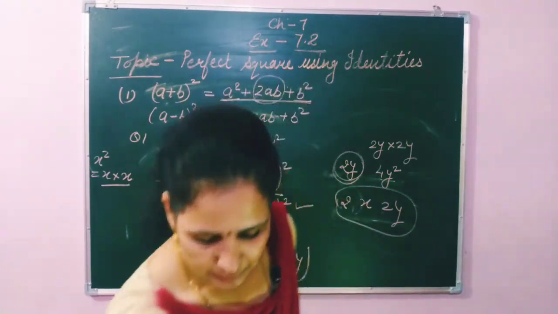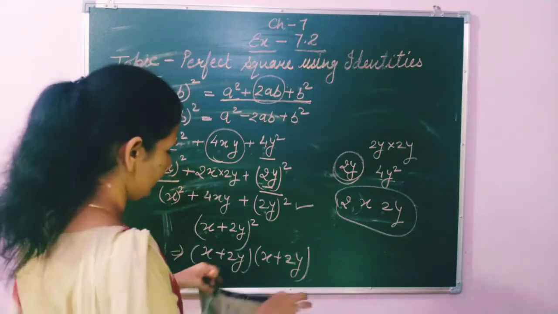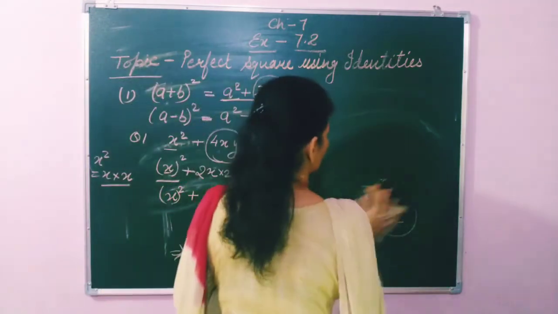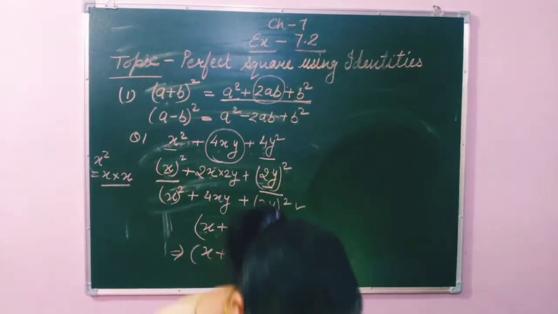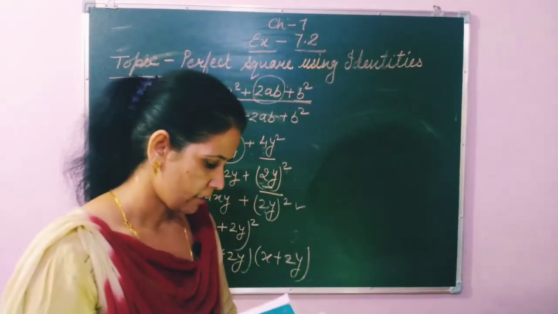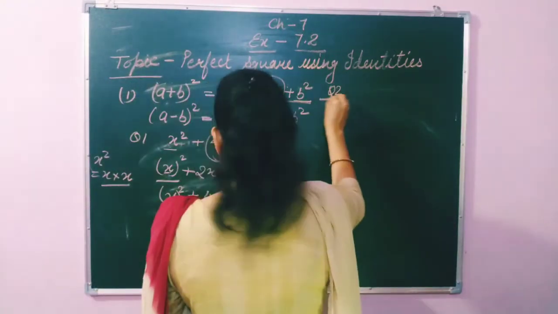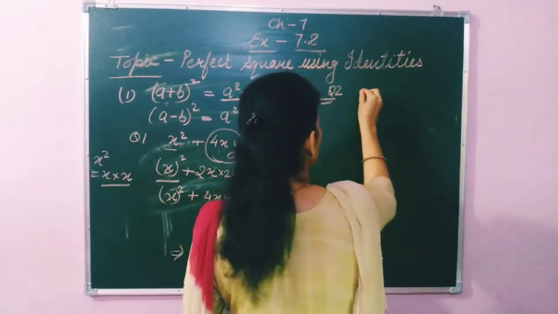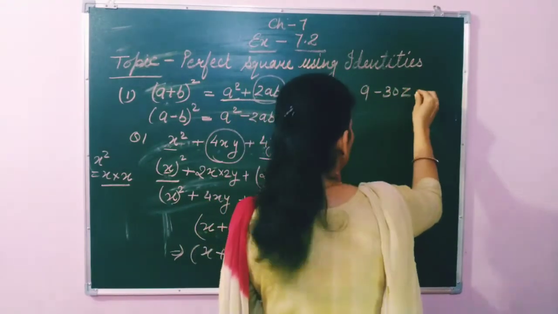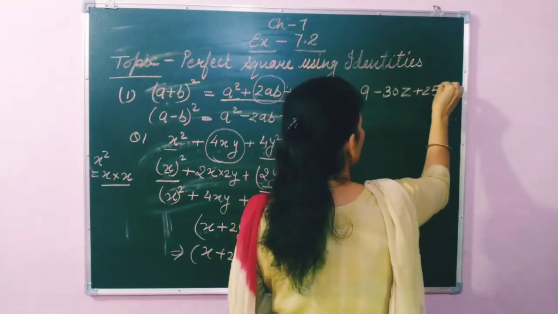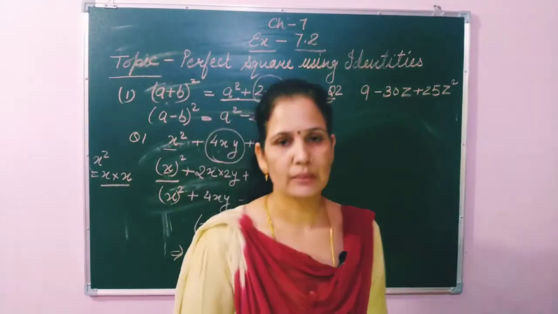Okay students, let's discuss the second identity, (a minus b) whole square, and how to solve this one. According to this, we will take another example which is given in the form of subtraction. Question number 2: 9 minus 30z plus 25z square. So how to make the factor?